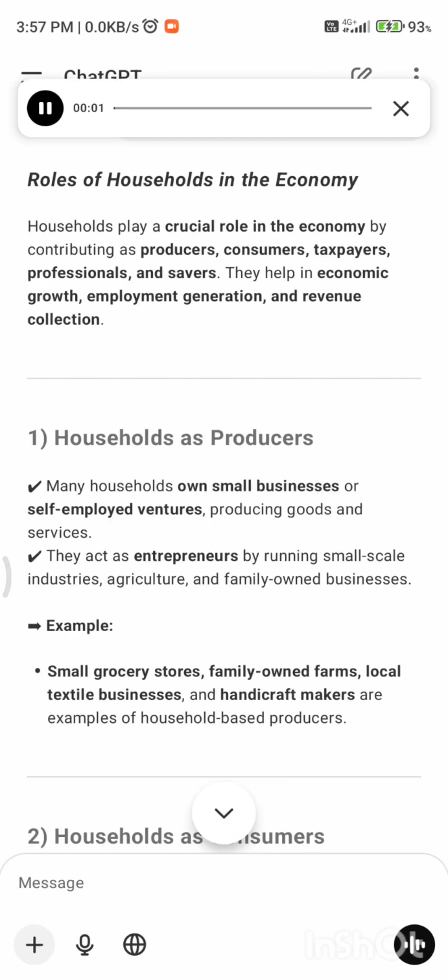Households in the economy. Households play a crucial role in the economy by contributing as producers, consumers, taxpayers, professionals, and savers. They help in economic growth, employment generation, and revenue collection. 1. Households as producers. Many households own small businesses or self-employed ventures, producing goods and services. They act as entrepreneurs by running small-scale industries, agriculture, and family-owned businesses. Example, small grocery stores, family-owned farms, local textile businesses, and handicraft makers are examples of household-based producers.